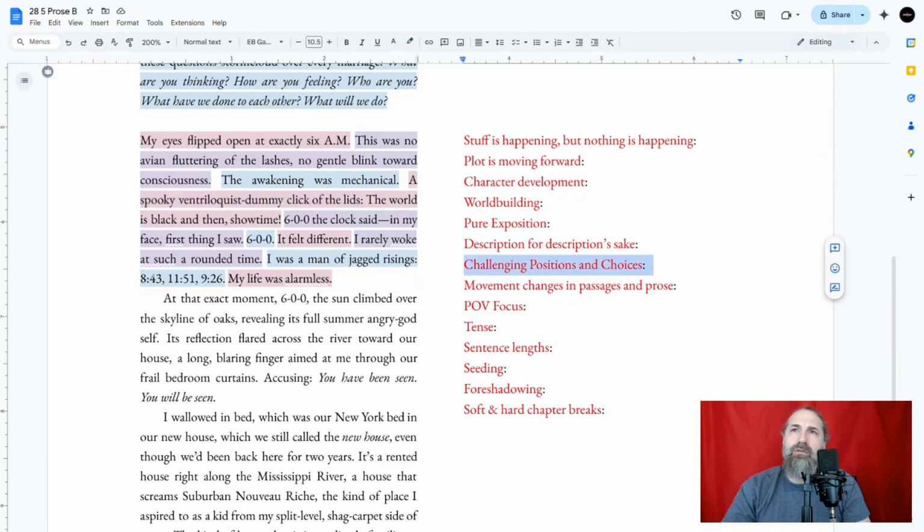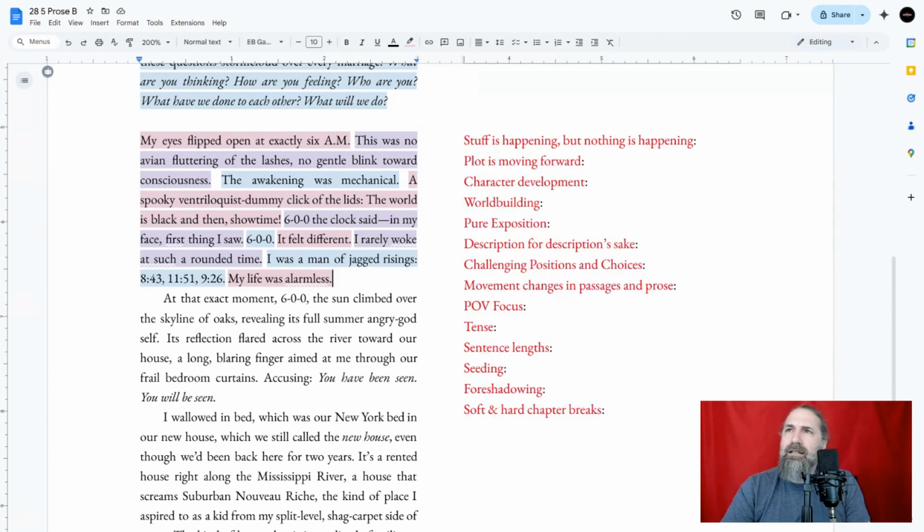So this is the challenge, because he says the clock struck 6. It said 6. It felt different. "I rarely woke at such a rounded time. I was a man of jagged risings." All right, all this is the position. They don't usually wake to a clock. They just wake naturally, and now they're being forced to wake at 6. They're being challenged, and it's throwing them off their game. They're off kilter, etc.